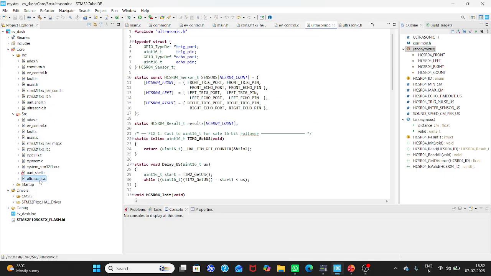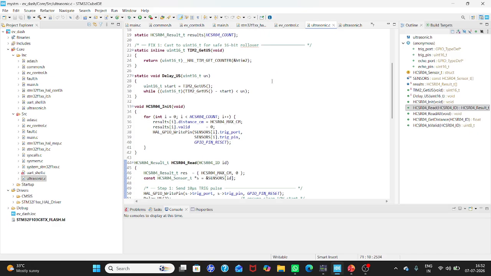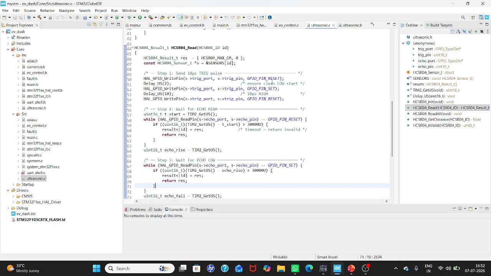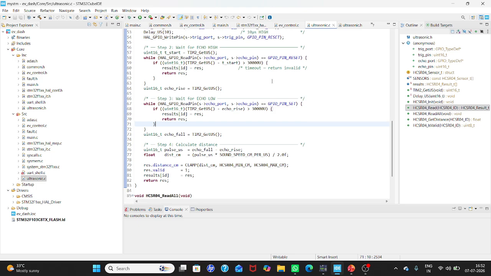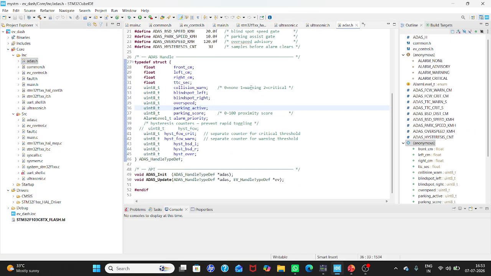Ultrasonic.c. This file generates a 10 microsecond trigger pulse to the sensor, waits for the echo signal, measures the echo duration using timer 2, converts the measured time into distance using the speed of sound, and stores the calculated distance for the ADAS module.